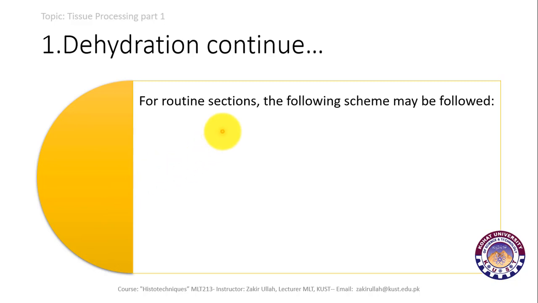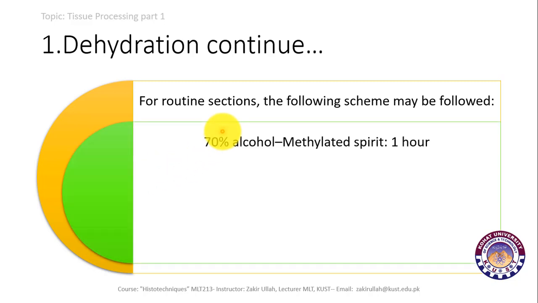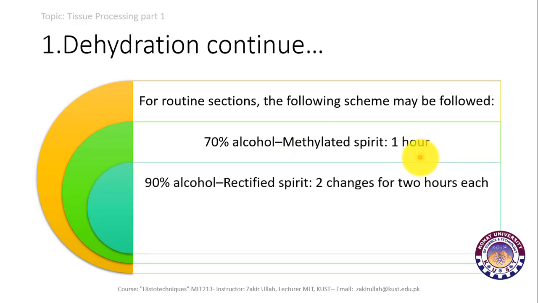For routine sections, the following scheme may be followed. First, the tissue is put into 70% alcohol, that is the methylated spirit, and the tissue should be kept in this chemical agent for 1 hour.